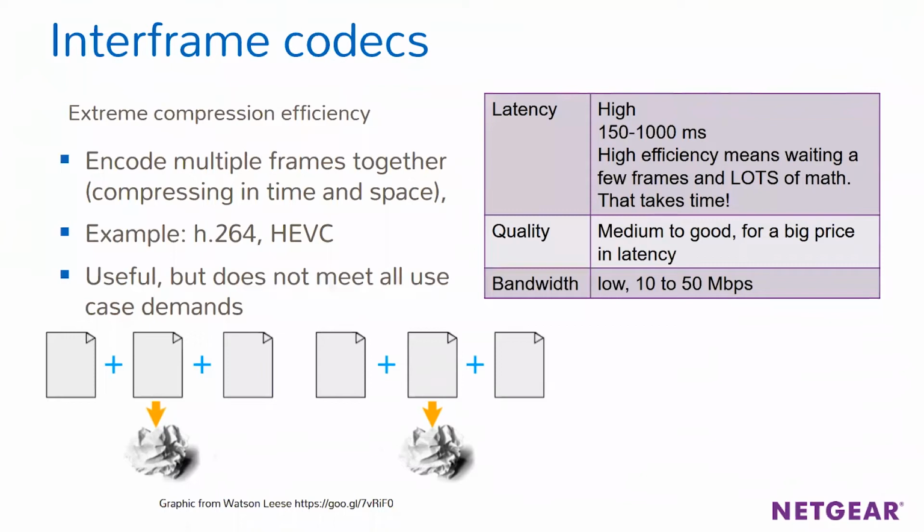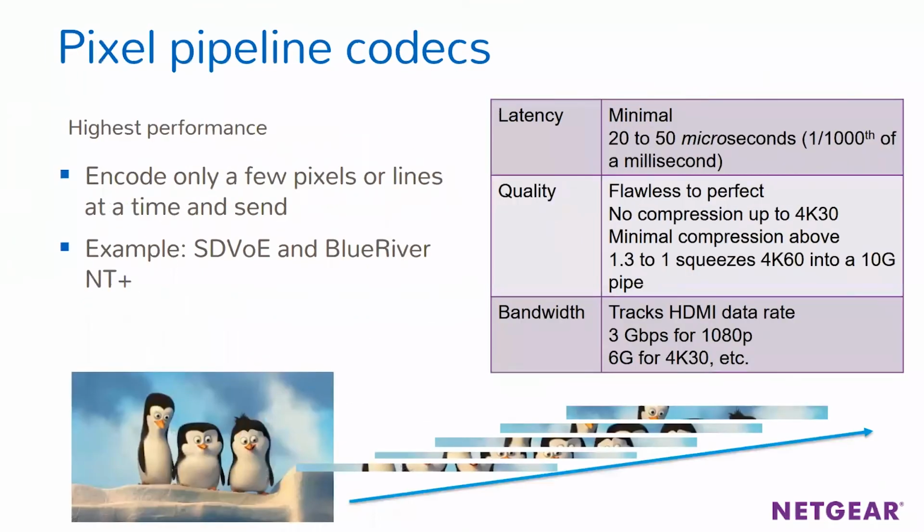But the latency can go through the roof because the more you compress, the more milliseconds, hundreds if not thousands of milliseconds, will be needed at the encoding and decoding stages. So latency goes through the roof, and the quality is very good for video like movies, but it's really bad for fine print and a whole lot of other patterns that are usually found in Pro AV applications. So the third family of codec is called pixel pipeline.